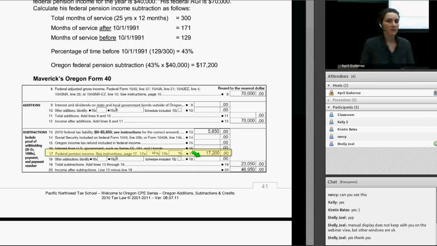I always talk about Drake because that's the software program that I use. And I have to be careful where I put that note because not all note screens pull forward every year. So I do make a point of putting it in a place where I know the next year when I go into that return, that message will pop up and say, oh, the federal pension subtraction percentage is 32% or 85% or 92%, whatever amount it is I calculated. That way I remember to do it year to year.